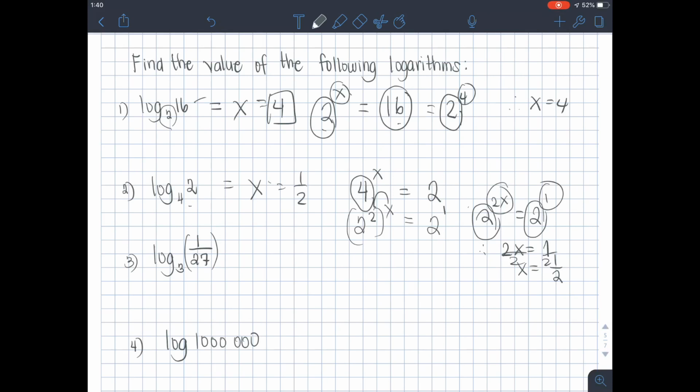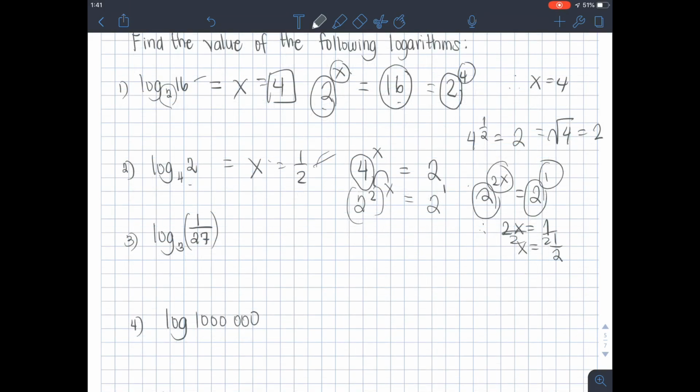Which is right kasi nga, pag kinonvert natin ito, expression na ito parang 4 raised to 1/2 is equal to 2. Diba same ito sa square root of 4 is equal to 2 dun sa natutunan natin sa radical. So therefore, tama yung sagot natin na 1/2. Okay? Next, we have logarithm of 1 over 27 base 3. Okay, so equate uli natin sa x. Convert natin into exponential form. So base 3 raised to x is equal to 1 over 27.